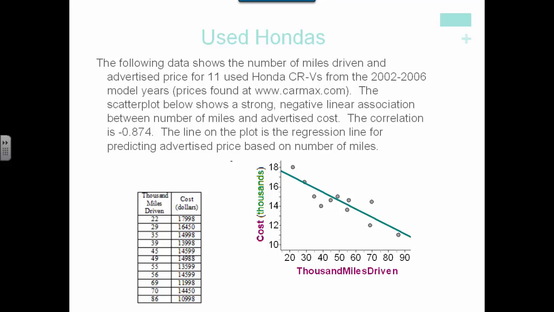Here's another example. The following data shows the number of miles driven and advertised price for 11 used Honda CR-Vs from 2002 through 2006. The scatter plot shows a strong negative linear association between number of miles and advertised cost. The correlation is negative 0.874. The line on the plot is the regression line for predicting advertised price based on number of miles.